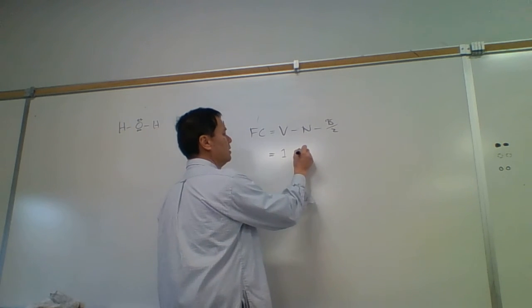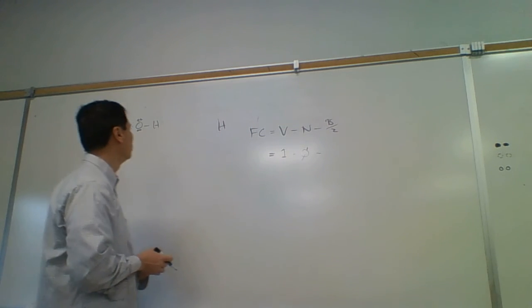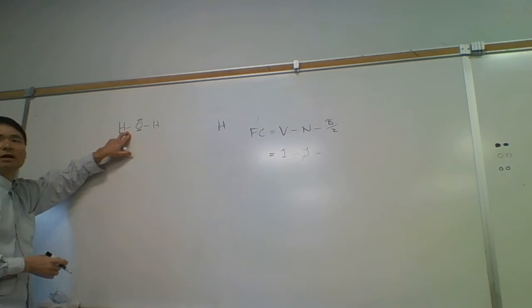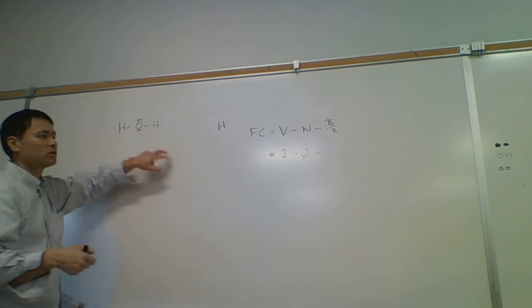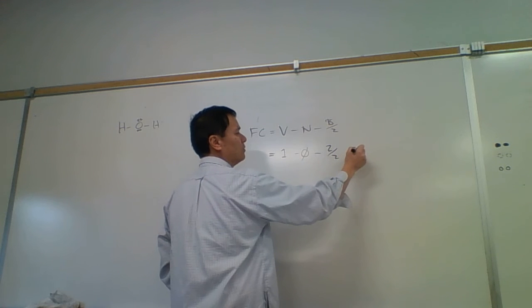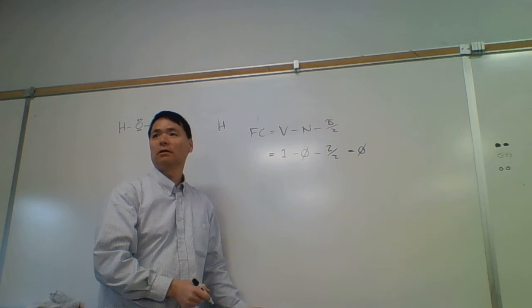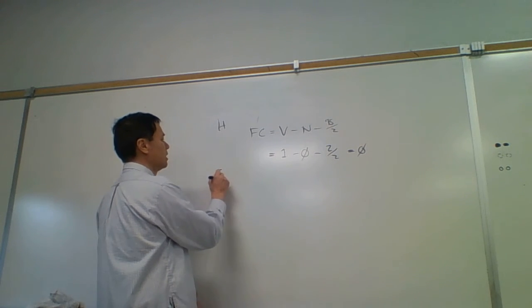0. So minus 0. Minus the number of bonding electrons divided by 2. How many bonding electrons does hydrogen have? It has 2 bonding electrons, divided by 2 is 1. And so the formal charge on hydrogen is 0. Okay. Let's take a look at oxygen next.